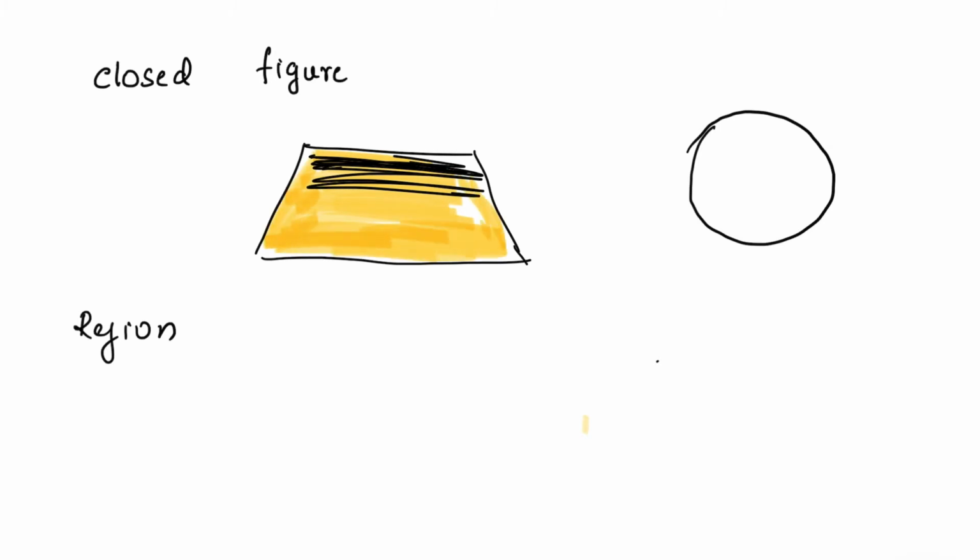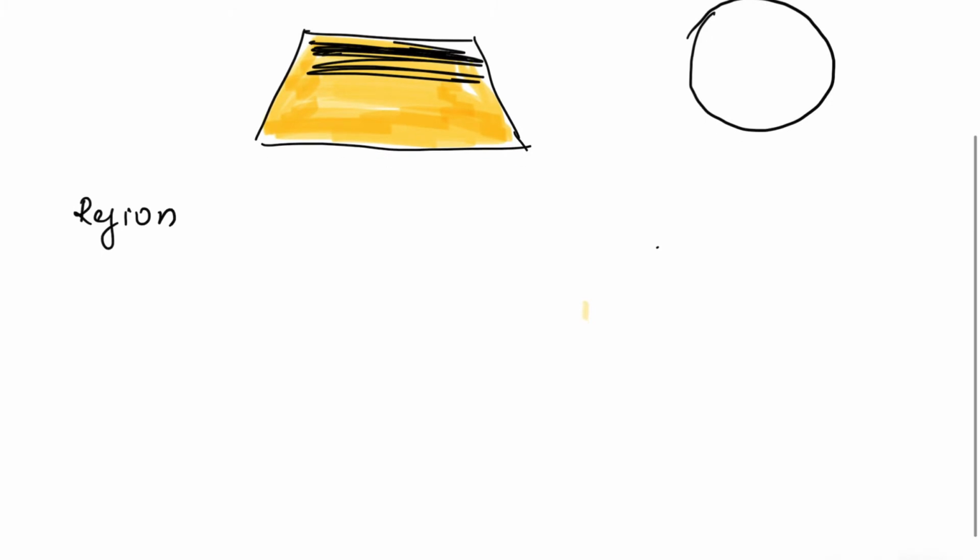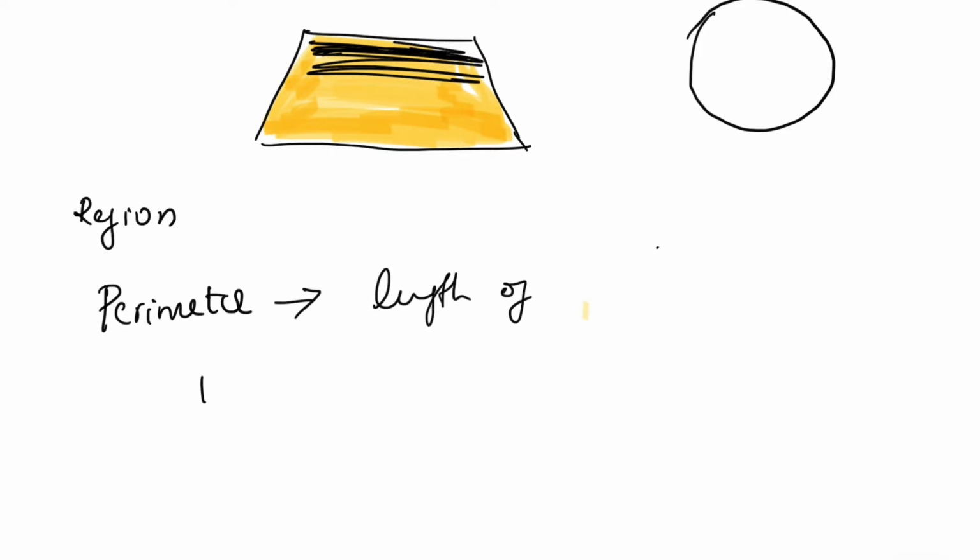Next we have perimeter. So what is a perimeter? Perimeter is the outer boundary. This length of the outer boundary is called the perimeter of the given figure. So for a closed figure, you can find the perimeter. The length of its boundary is called the perimeter.